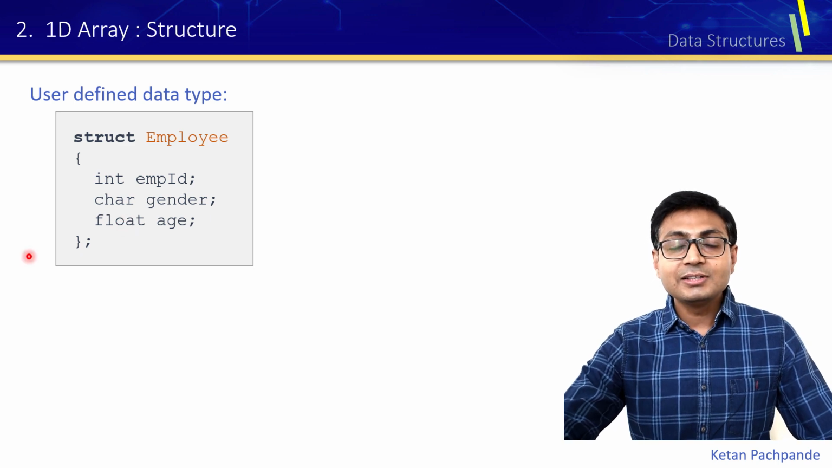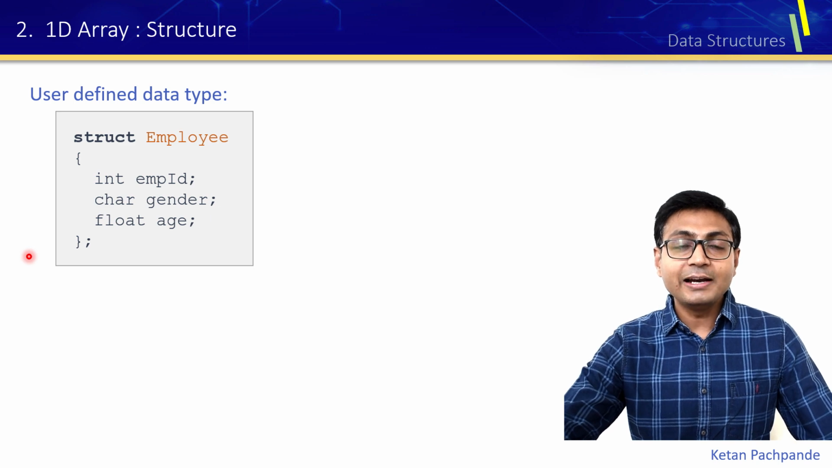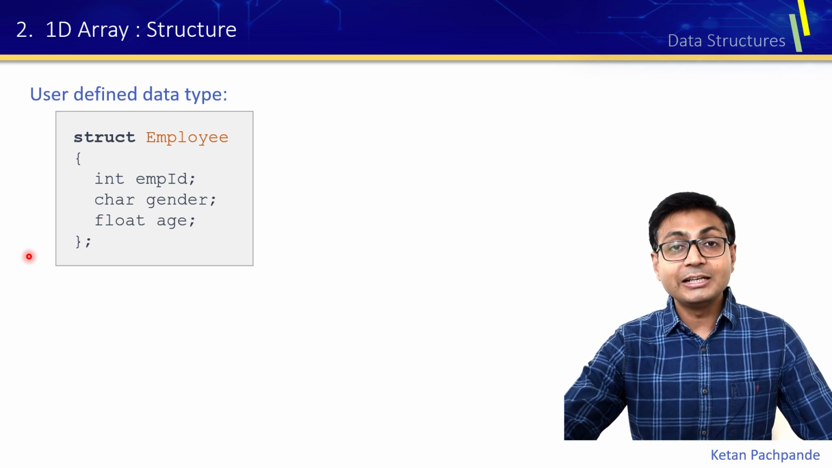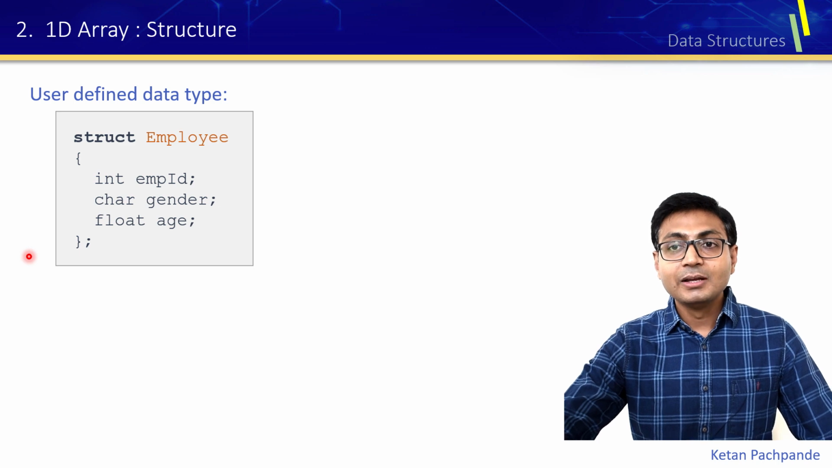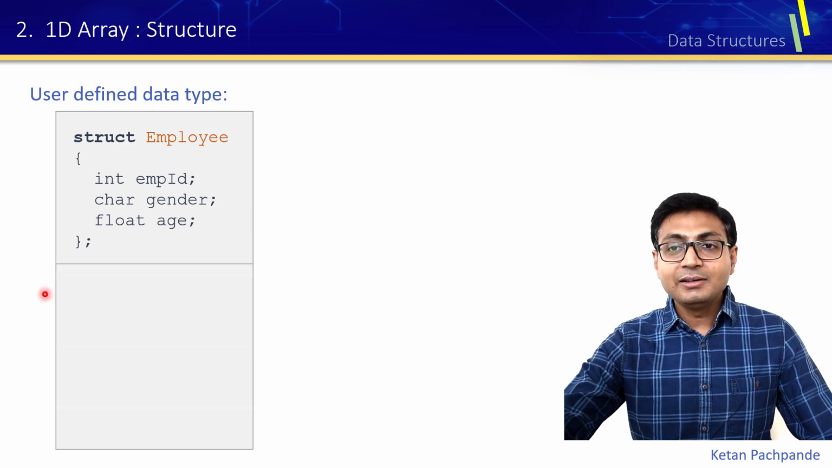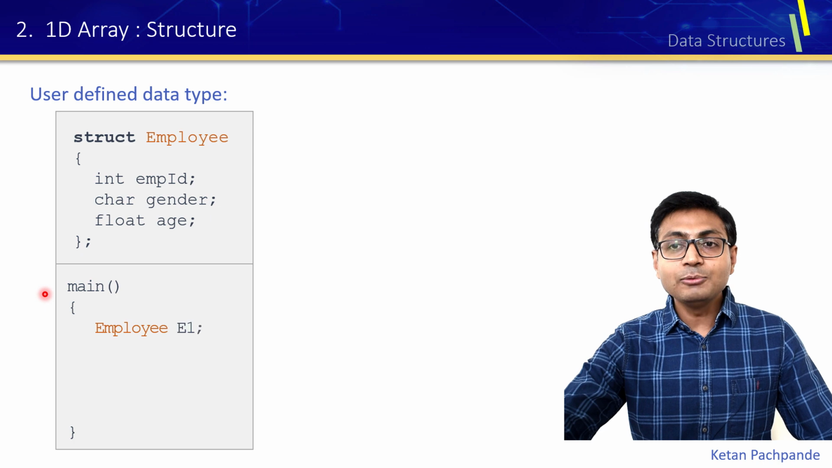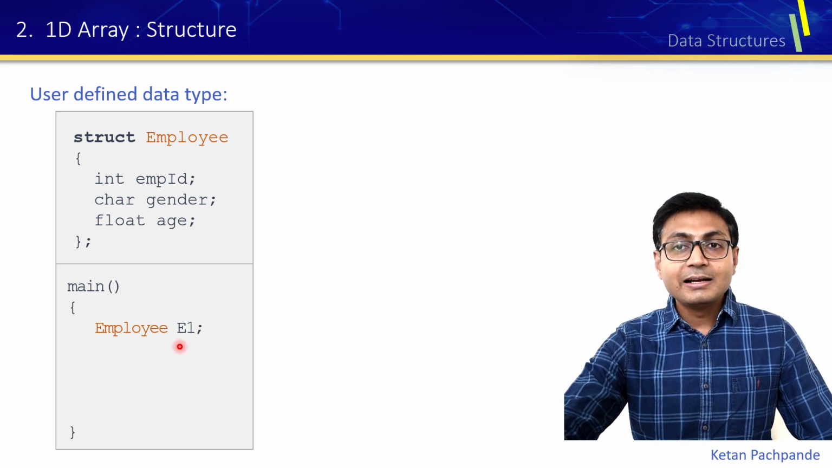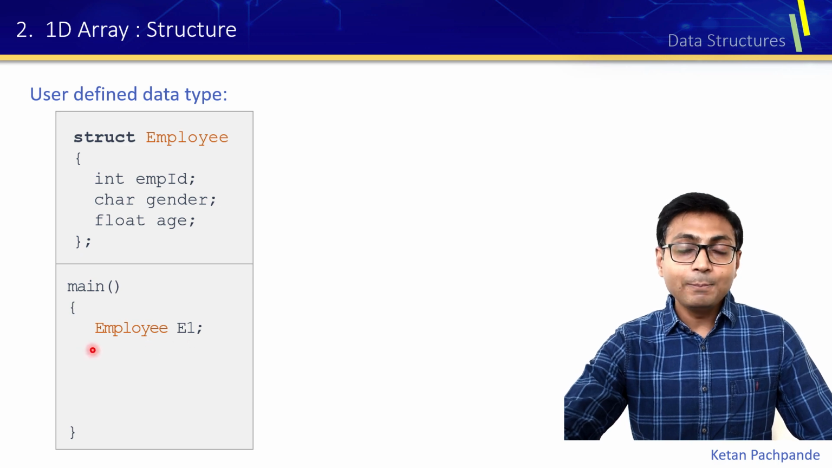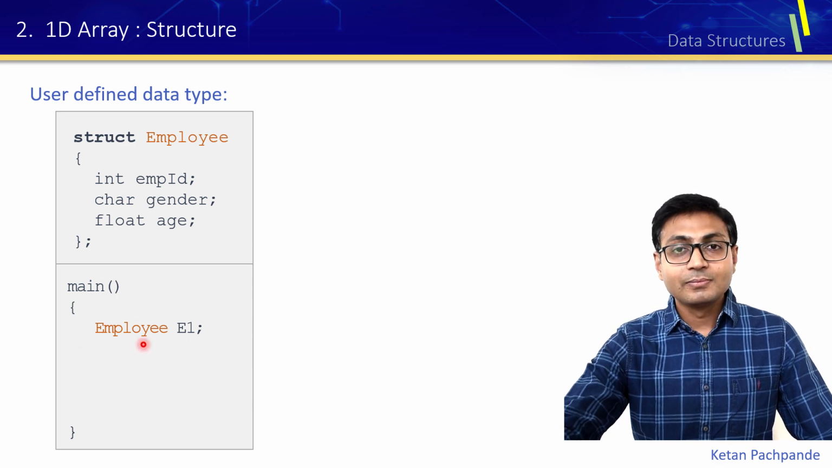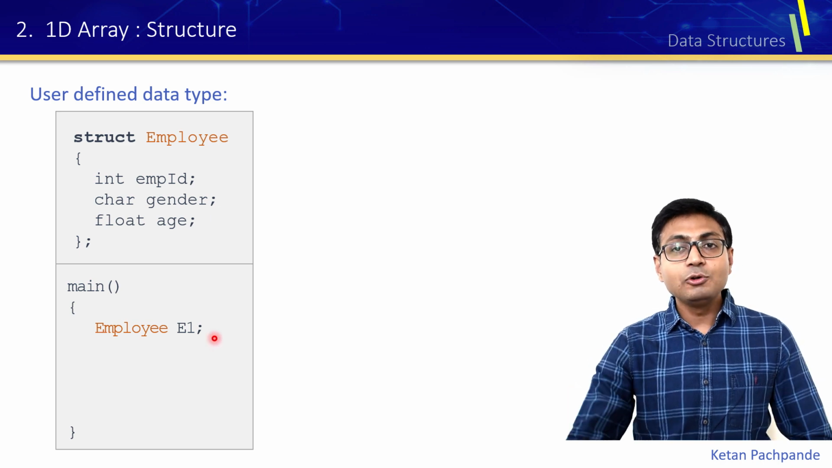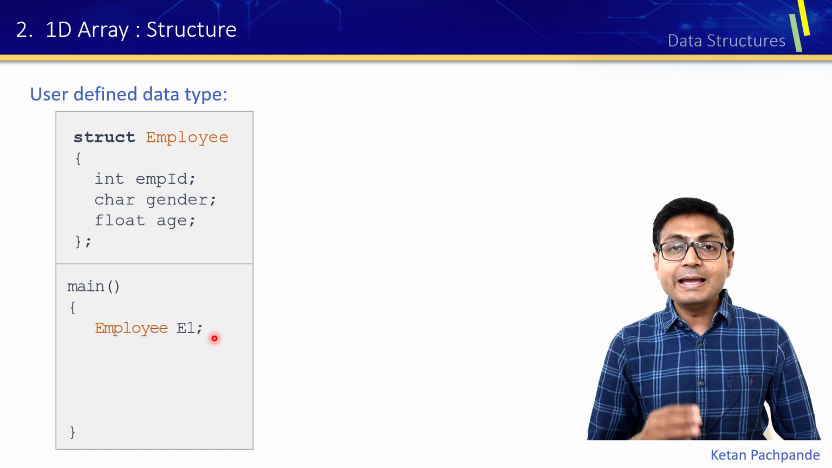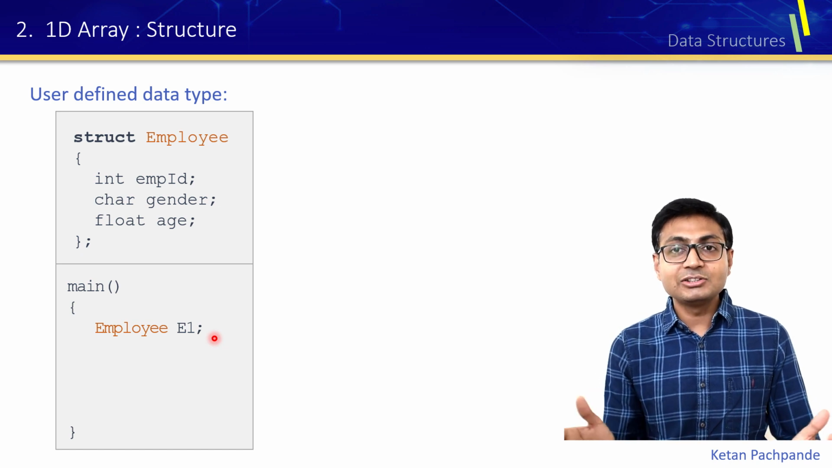Now once you define this structure employee, you can define a variable of that data type employee. So let me write the main function here, and in the main function I am going to define E1 as a variable of which data type? Employee data type. The simple syntax is employee E1. If you want to define E2, you can say employee E2, employee E3, and so on.